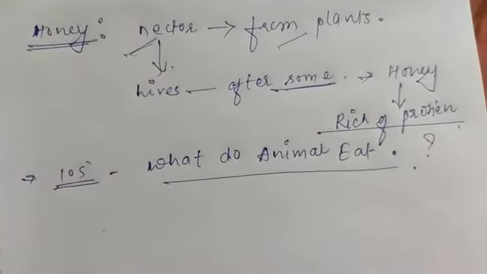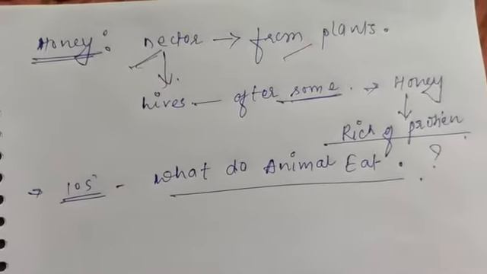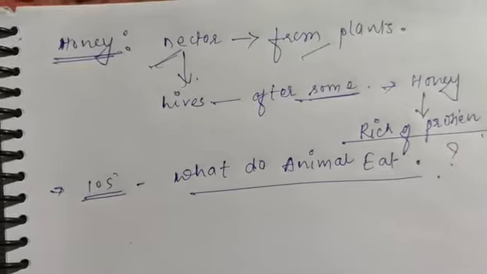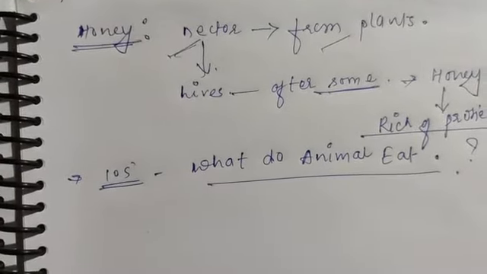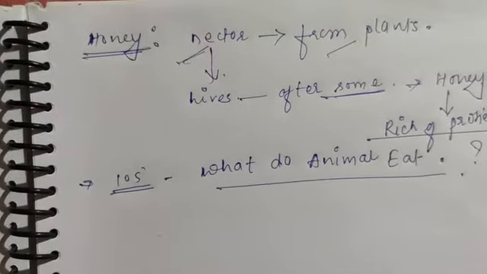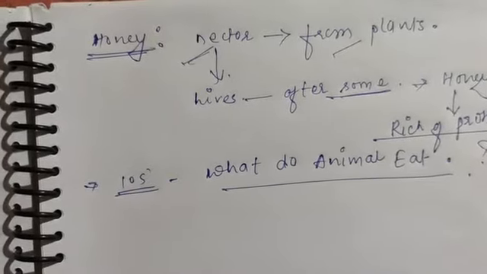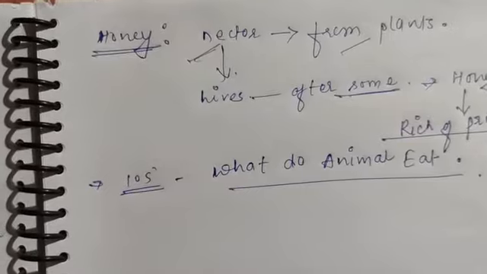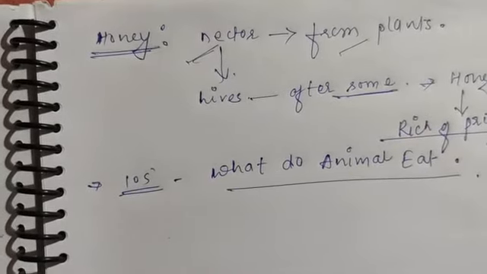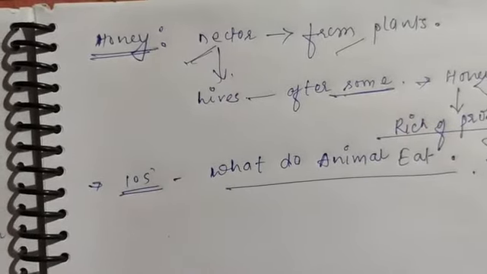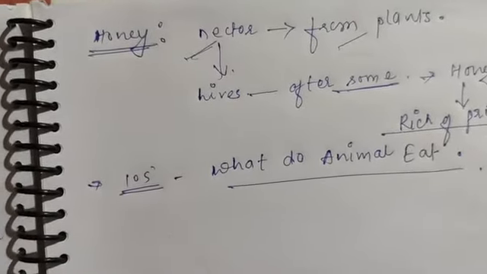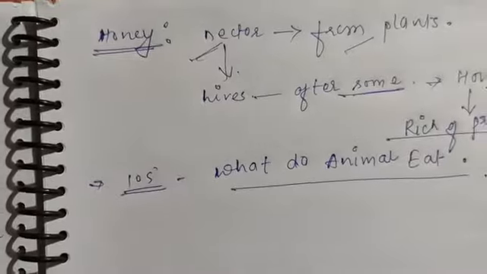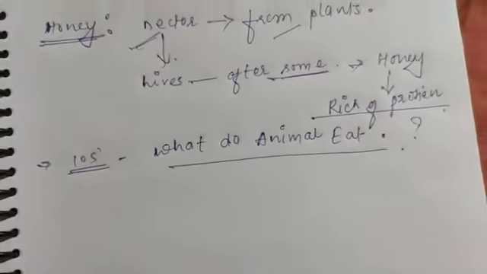You also know that some animals depend for their food on other animals, like flesh eating or meat eating animals. These are called carnivorous animals, which eat other animals. So they depend on other animals to take their food.